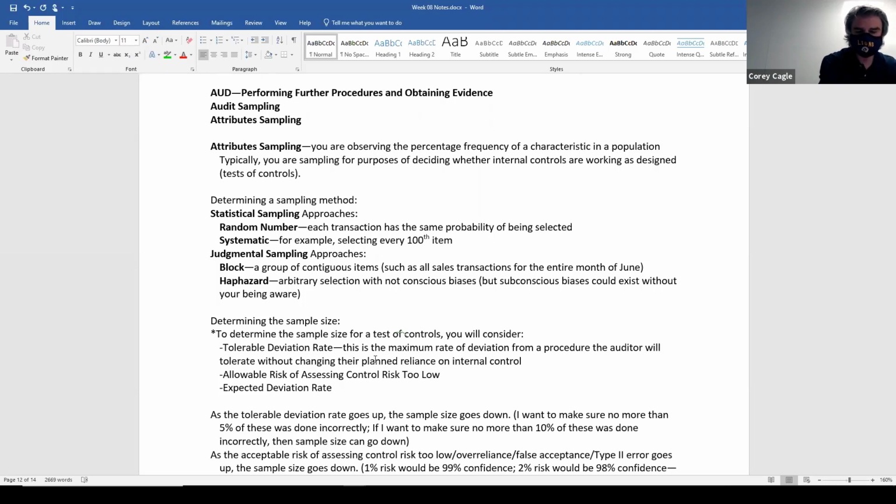So with sampling, you're usually talking about yes and no questions. Did it work? Did it not work? And you're trying to figure out the percentage of the ones that didn't work the way the control was designed.